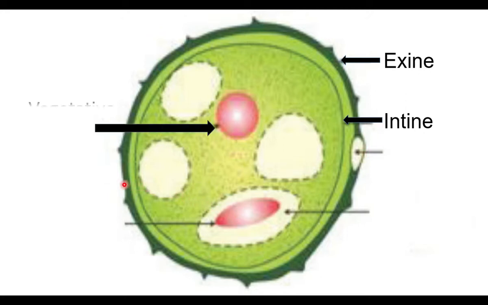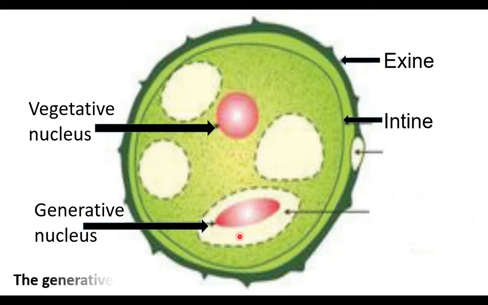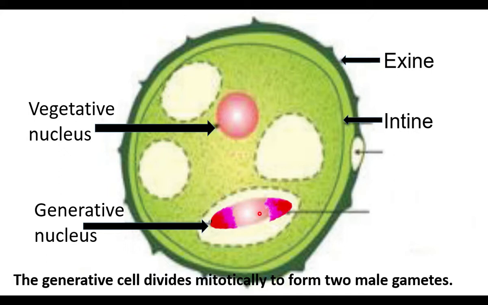One is the vegetative cell. The vegetative cell has the vegetative nucleus. Another one is the generative cell. The generative cell has the generative nucleus. The generative nucleus divides and forms two male gametes. So this is one, this is another. Two male gametes are formed by the division of the generative nucleus.